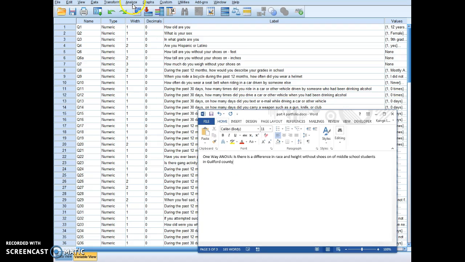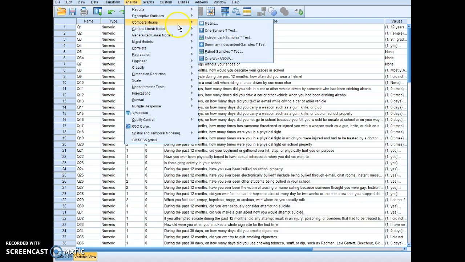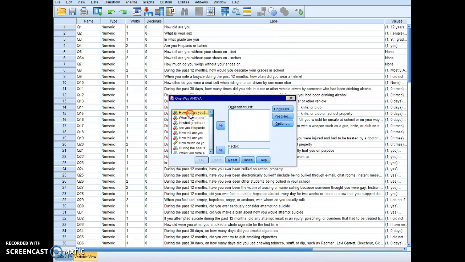So in order to run that test, I hit Analyze, Compare Means, and One-Way ANOVA. First, I'm going to display variable names because it's easy for me to see the question number. The dependent variable, how tall are you without your shoes on, is question 6, so I put that under the dependent list. And then the race is the independent, so I put that under the factor.